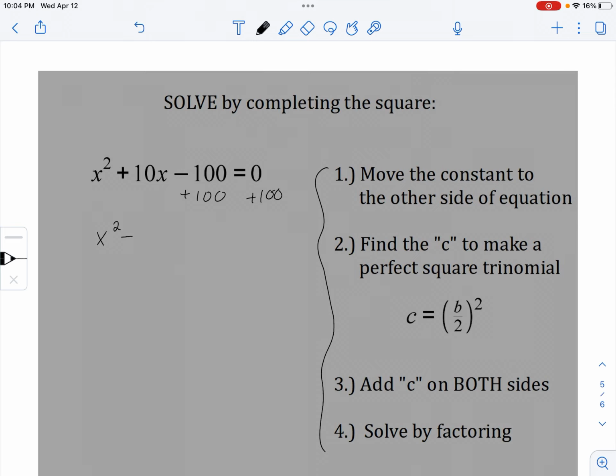So that leaves us with x squared plus 10x. There's going to be a c value there, and we're going to say that's equal to 100. Okay, find our c value. So c is equal to 10 divided by 2, squared. Well, that's equal to 5 squared, which is equal to 25. So we're going to add the 25 in here in place of our c. Once again, what we do to one side, we have to do to the other. And so now we've got x squared plus 10x plus 25 is equal to 125.